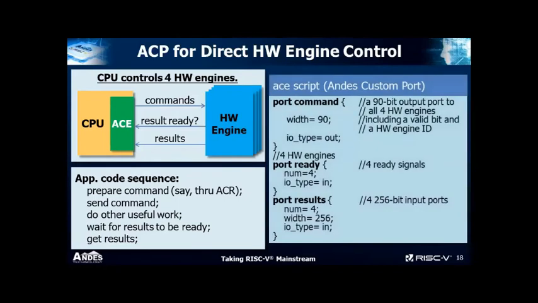So in the ACE script, designer can define custom ports for 90 bits command that connect to 4 hardware engines, and for 1-bit input ready signal to connect to each hardware engine, and 4 256 bits ports to take the result back from each hardware engine.